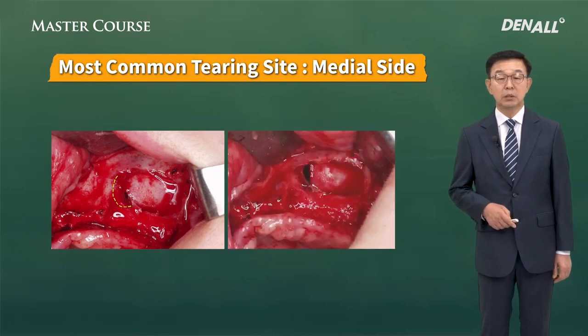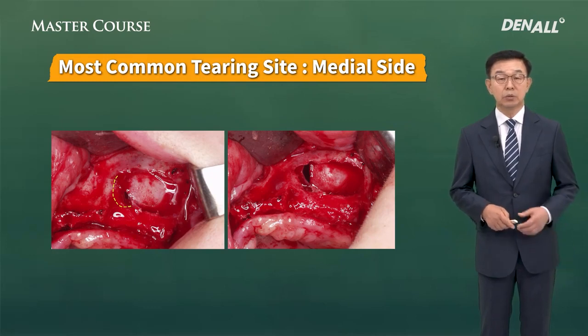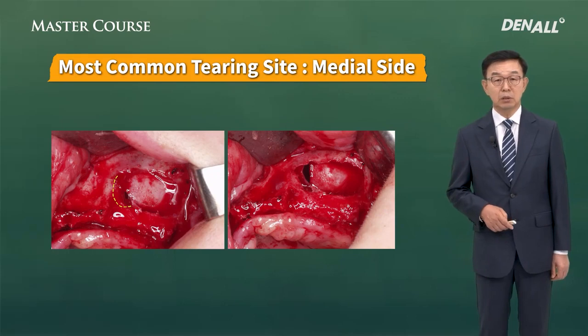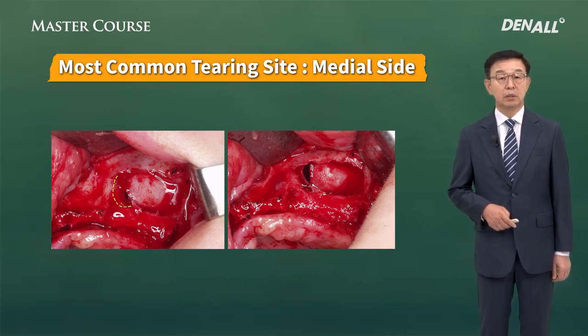There was tearing on the medial side. Bone grinding was done, extending that area. Membrane was lifted and surgery was proceeded. Successful lateral window approach can be done in this way.